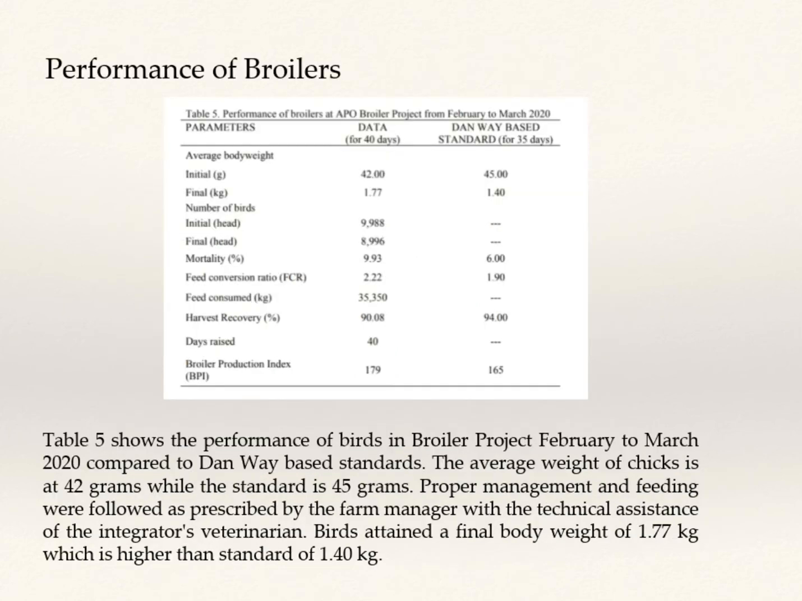So, let's move on to the performance of the broilers. Table 5 shows the performance of the broiler project from February to March 2020. Compared to Danway-based standards, the average weight of chick is 42 grams while the standard is 45 grams. Proper management and feeding were followed as prescribed by the farm manager with the technical assistance of the integrator veterinarian. Birds attained a final weight of 1.77 kilograms, which is higher than the standard of 1.40 kilograms.